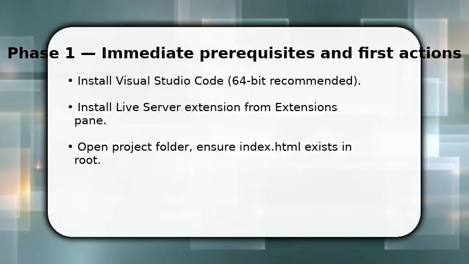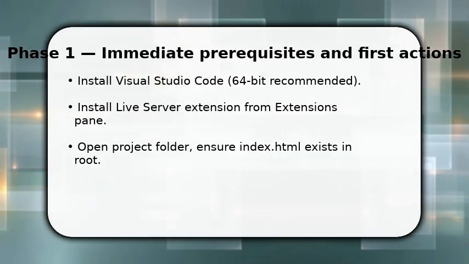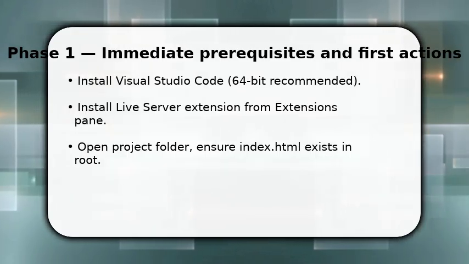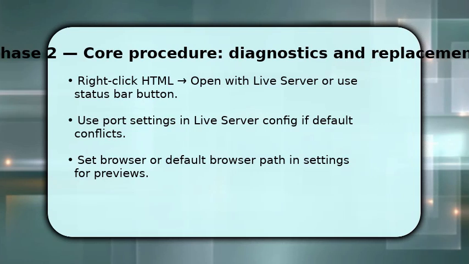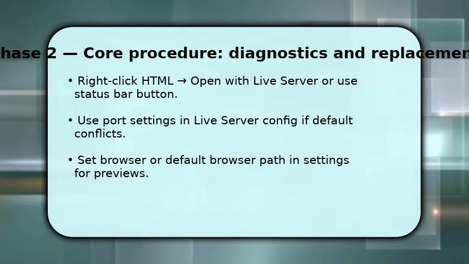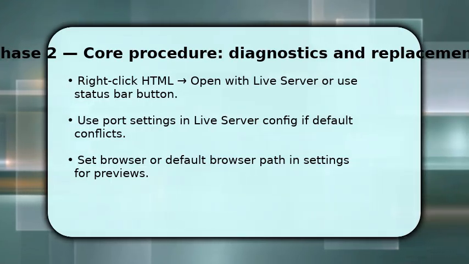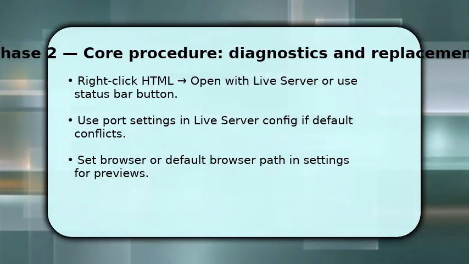Next, check the extensions pane and confirm Live Server shows as enabled. If not, enable it. These steps get you into a ready state quickly, so you can launch the server. Once done, right-click your HTML file and choose Open with Live Server, or click the Go Live button in the status bar. You will see a browser tab open to localhost with a port number.